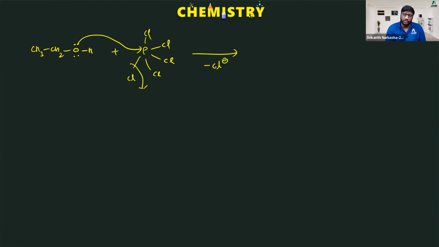So the minus indicates chloride is lost. Cl minus indicates chloride ion. This minus indicates it is lost. Lost means not from the reaction mixture. This phosphorus-chlorine bond is broken.